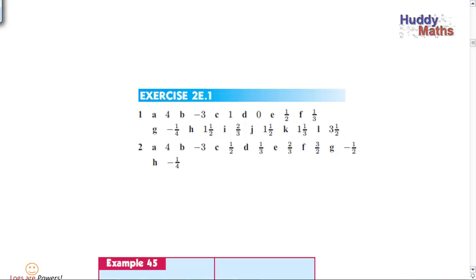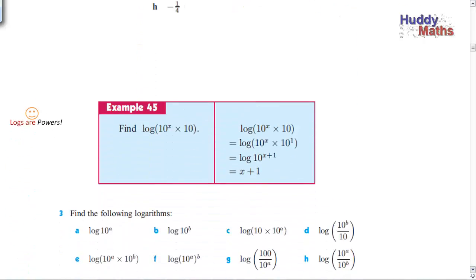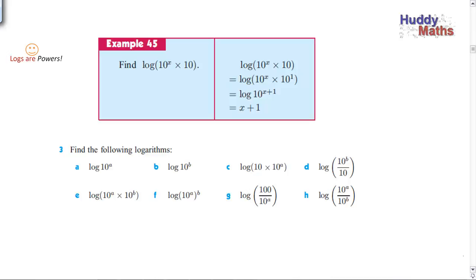All right, let's go on and just build this up a bit. What can you do now? Okay, remember, logs are powers, and so find the log of 10 to the x times 10. Well, we better get a single power for this combo here, and this is 10 to the x times 10 to the 1. Remember the power rules, they're going to be important in logs, aren't they? Why? Because logs are powers.